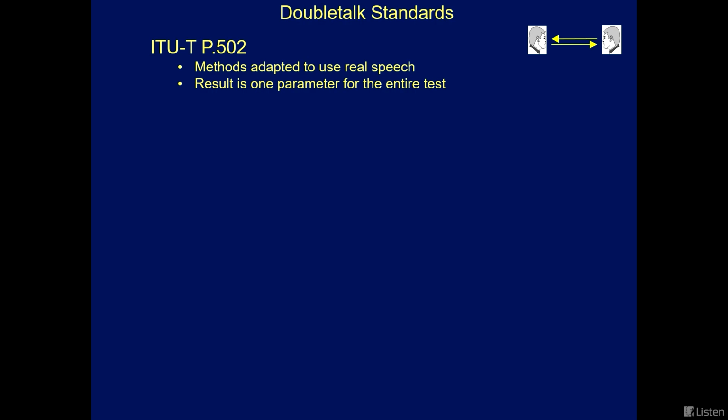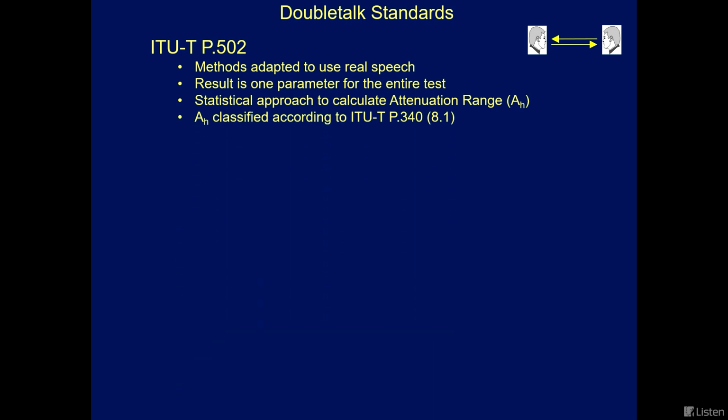The sequence implements 2 Doubletalk standards. First one is from ITU P.502. It basically is a method that was originally made for artificial speech, but it's been adapted for use with real speech. The result is 1 parameter for the entire test. It's something called the attenuation range, which is obtained by statistical methods. The attenuation range is basically how much loss there is when signals are going both ways at the same time. And that is classified according to P.340. You'll see the look of that in the sequence as it runs.